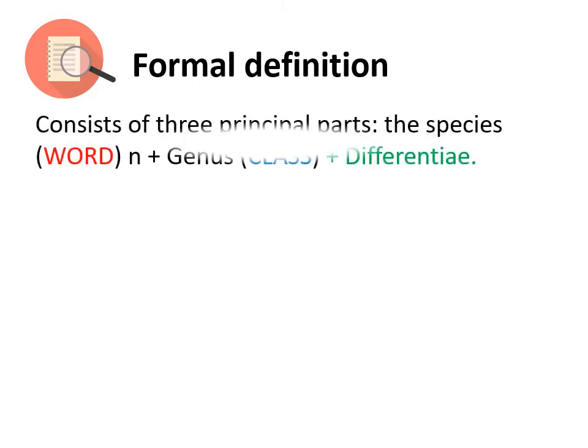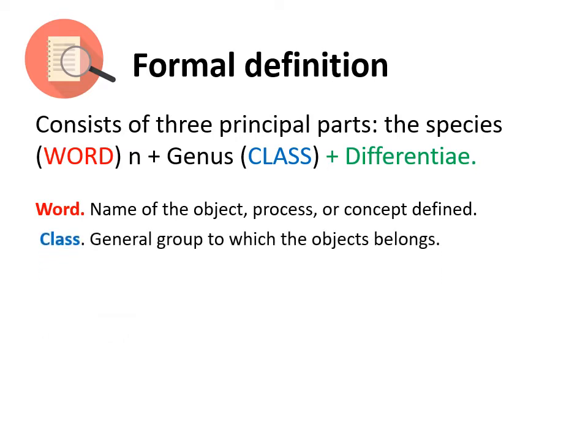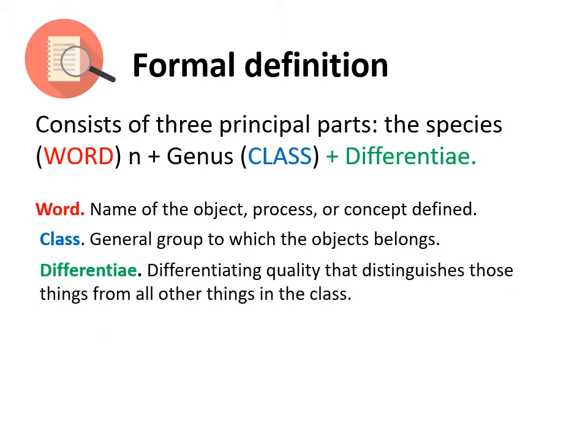Now we also have formal definition. When we say formal definition, it consists of three principal parts. We have the word, the genus or the class, plus differentiae. Let's have this. Word means name of the object, process, or concept defined. Class means general group to which the object belongs. Differentiae is the differentiating quality that distinguishes those things from all other things in the class. Therefore, the pattern is the term, the genus, and the differentiae, or TGD.